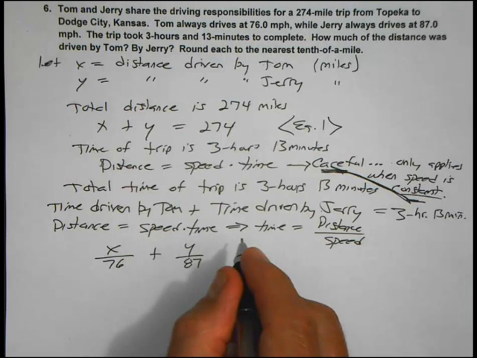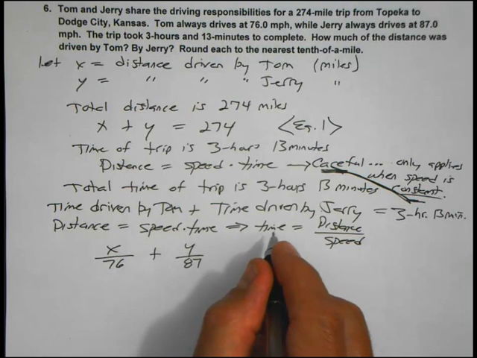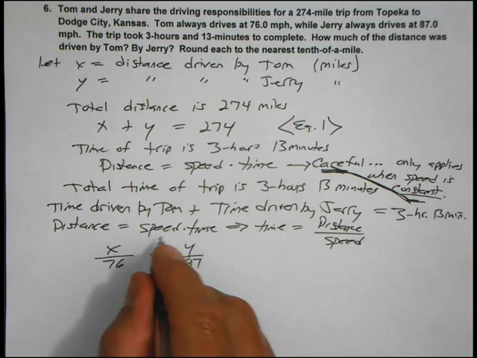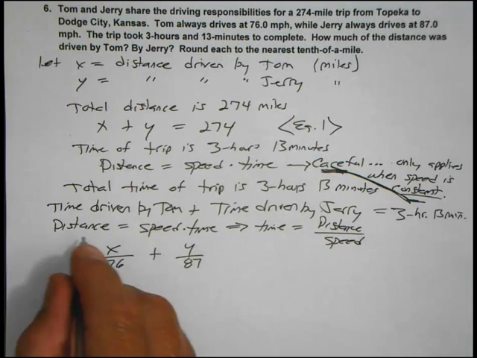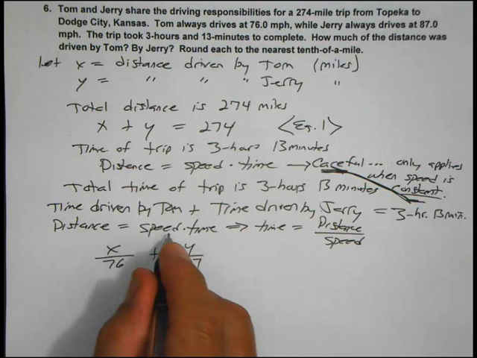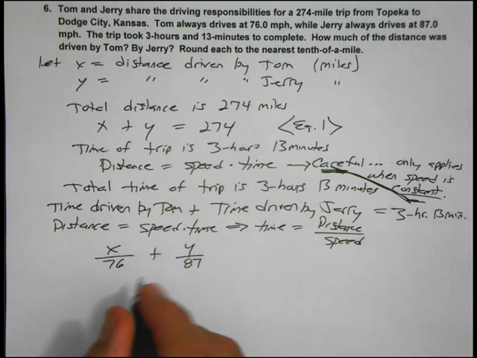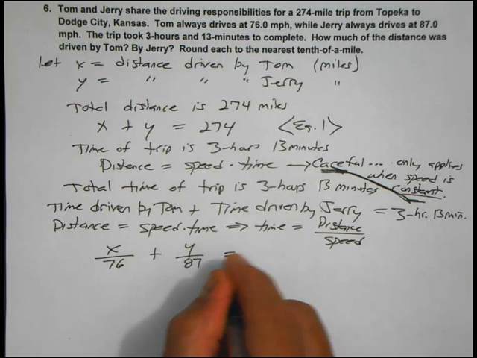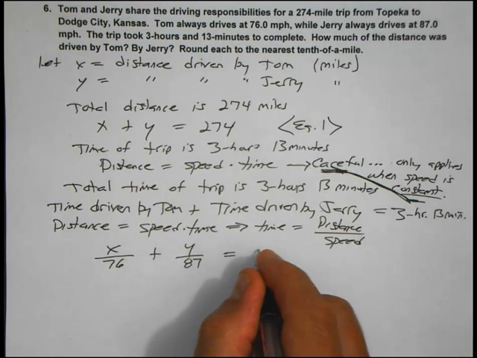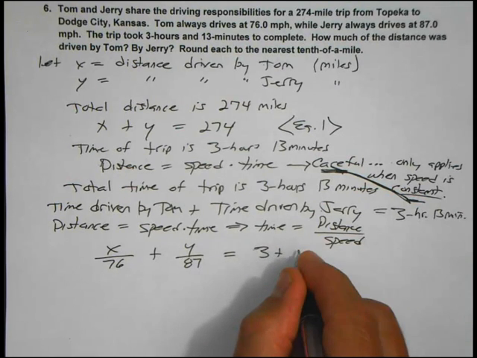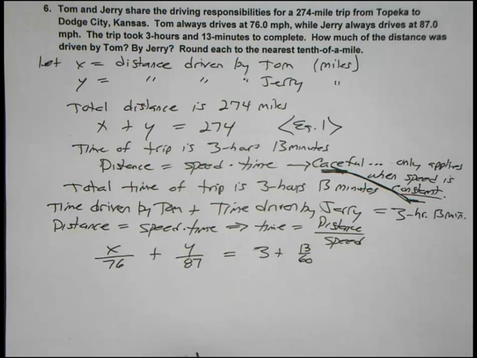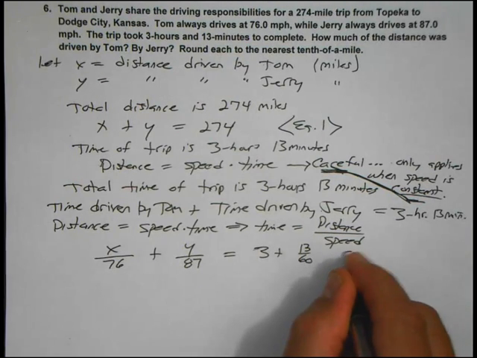Again, just considering the time during which Jerry is driving, we can use distance equals speed times time because during just those times, the speed is constant. Okay, now, what about these two times? We said they were equal to 3 hours and 13 minutes. So now we have to get this in terms of hours. So 3 plus 13 over 60. Okay, here's equation number 2.